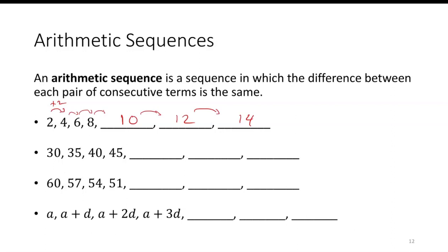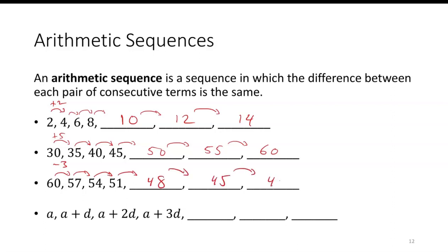If I go 30, 35, 40, each time I'm adding 5. So 30 to 35 is add 5, then add 5 to get to 40, add 5 to get to 45, then 50, 55, and 60. You can also think of this as repeated subtraction. So I start with 60, and I'd be either adding -3 or subtracting 3. And then subtract another 3 to get to 54, subtract 3 to get to 51. If I subtract 3 again, it would be 48, then 45, then 42.